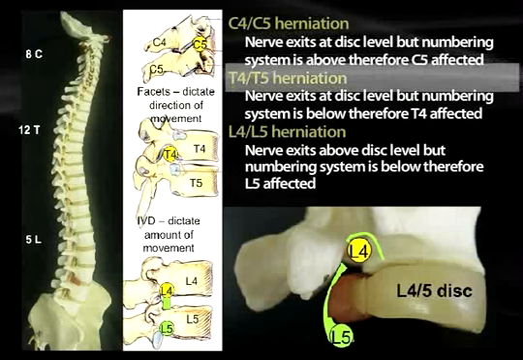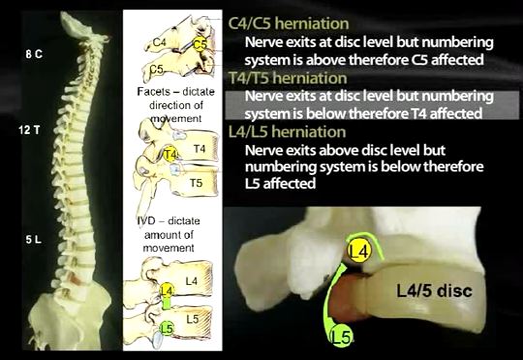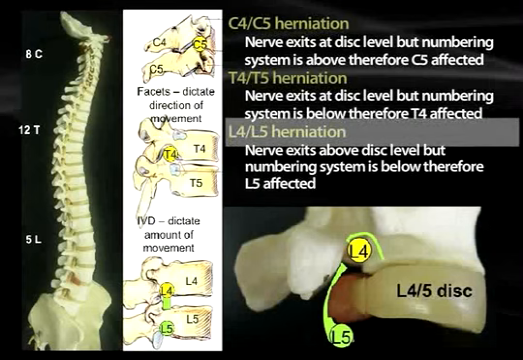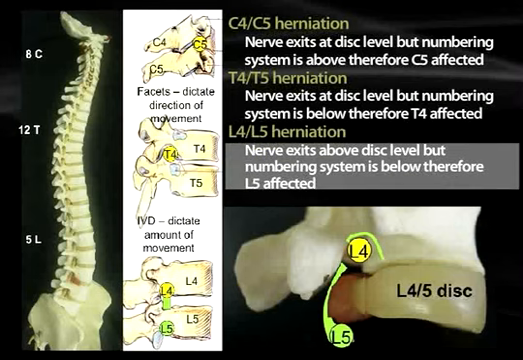If we do the same thing at T4, T5, because it's coming out right at the disc level again, but this time the nerves are numbered below the vertebrae from which they come out, now we'll see a T4 herniation. When you get to the lumbar region, the L4, L5 herniation, you can see how high up the intervertebral notch is on the L4 vertebra. That's because the bodies are so much larger in the lumbar region than they are in the cervical and thoracic regions. Therefore, there's enough space for the L4 nerve to exit from the intervertebral foramina prior to the disc.